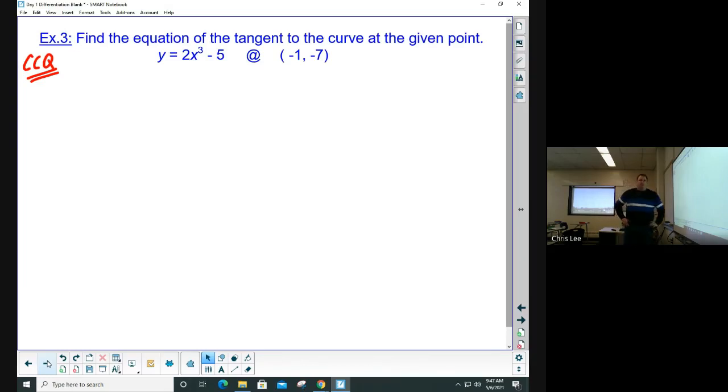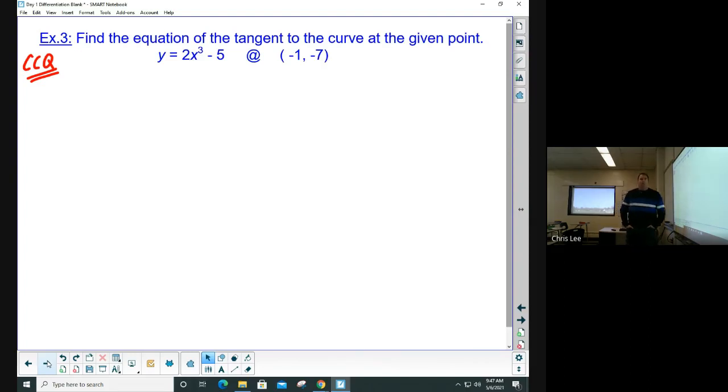All right, so this question here, I'm going to ask you every unit for the rest of the course. Find the equation of the tangent to the curve. Yesterday's classic calculus question said find the slope of the tangent, which is really valuable. Here we're going to go a step further and find the equation.